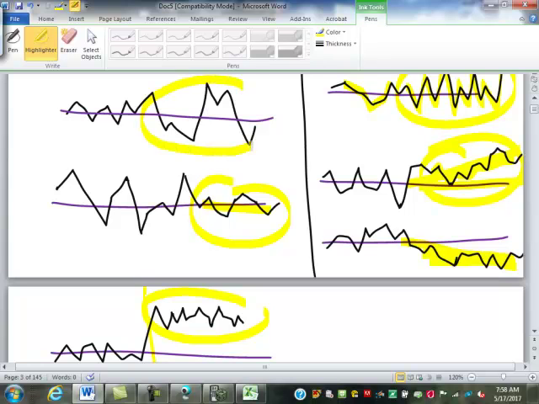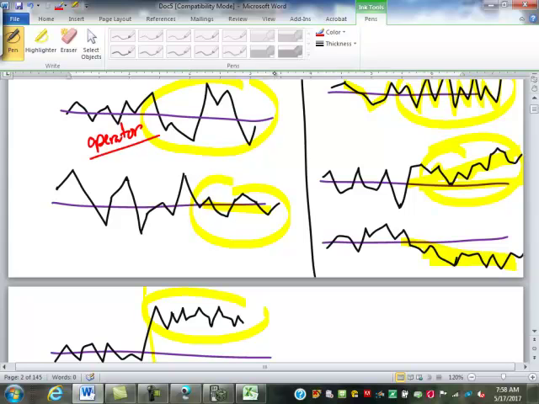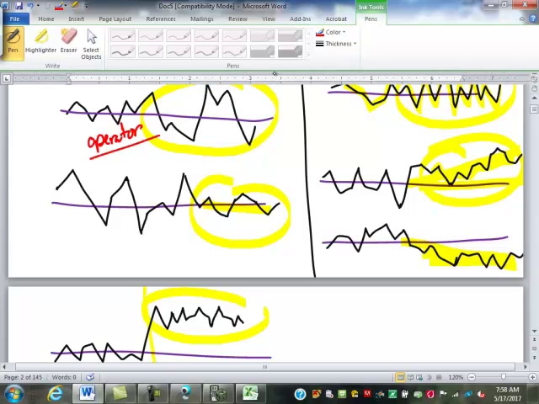Well, this one here is usually caused by operator error. You've got an operator that's just being sloppy. They're slapping the parts into the fixture, not making sure they're tight or whatever. Parts keep getting further and further away from the center line. More and more variation. That's generally what it is.